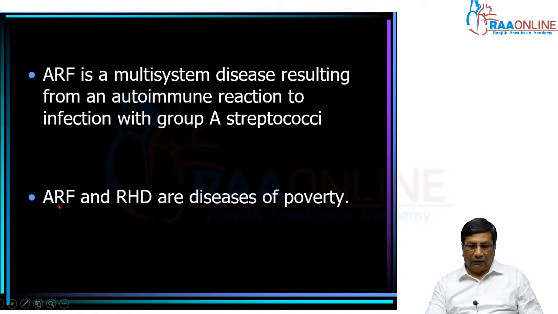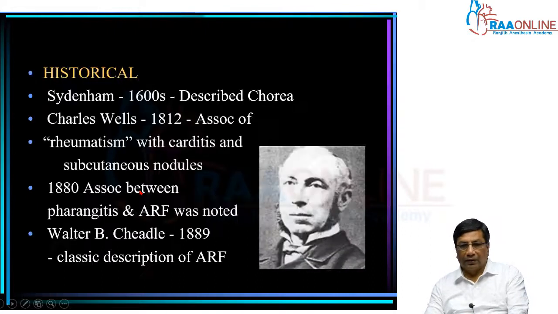So acute rheumatic fever and rheumatic heart disease are diseases of poverty. We had a huge incidence of rheumatic fever and rheumatic heart disease a few years ago. Definitely we can say at this point in time there is a significant reduction of acute rheumatic fever, and subsequently we are going to see less incidence and prevalence of rheumatic heart disease.